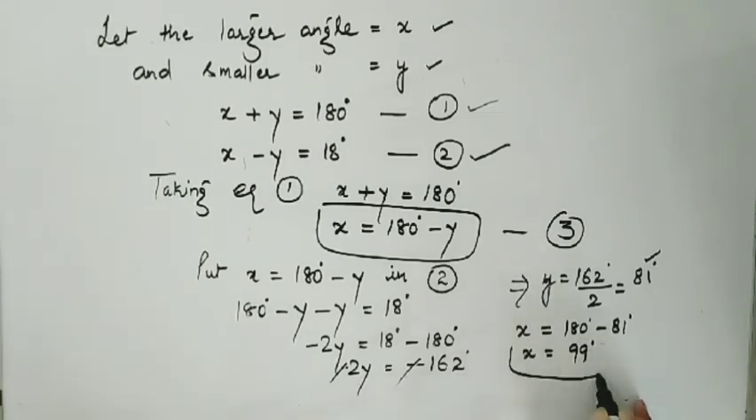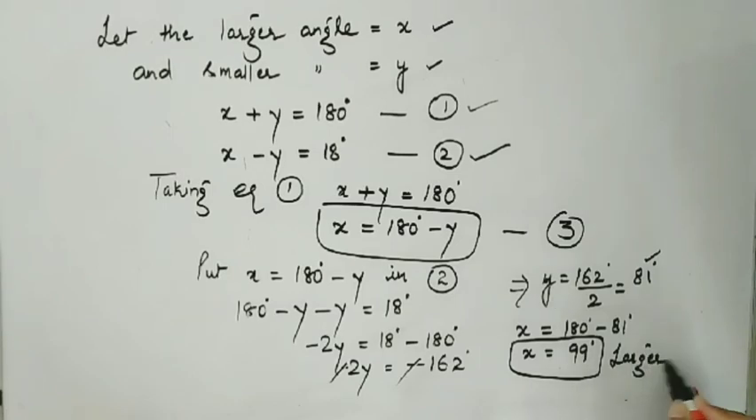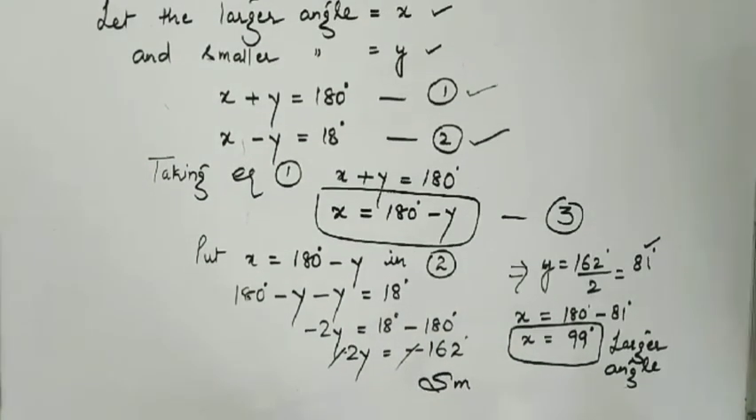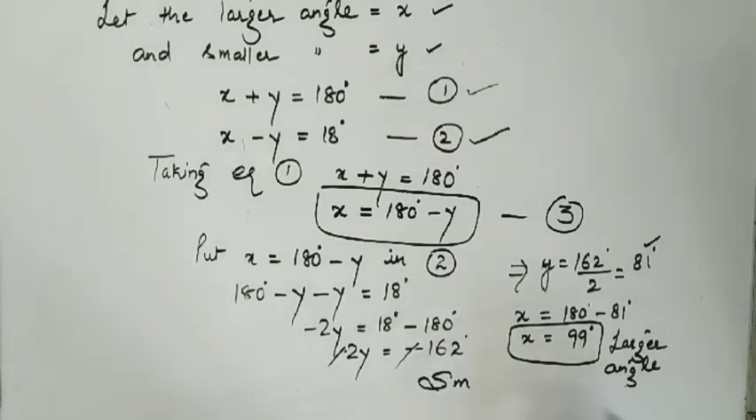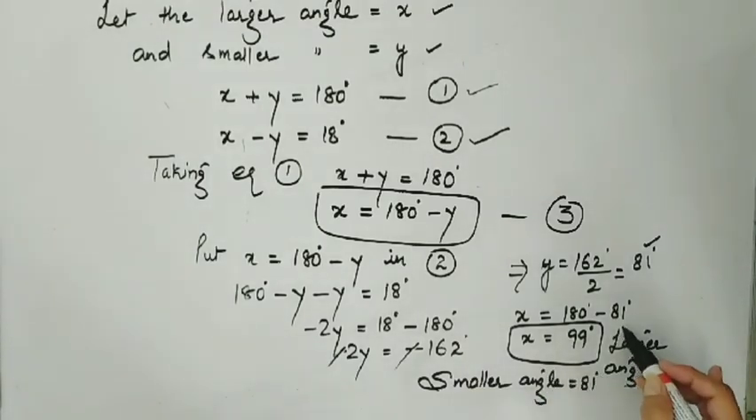So here we go. Larger angle is 99, and the smaller angle would be 81. I believe it is clear to everybody.